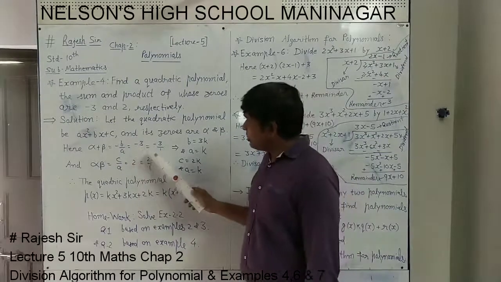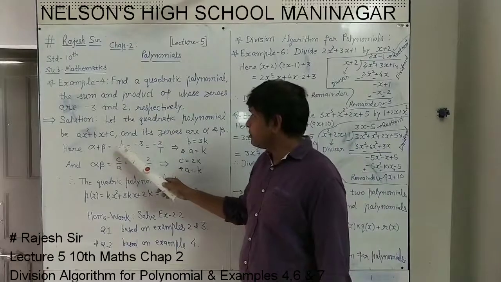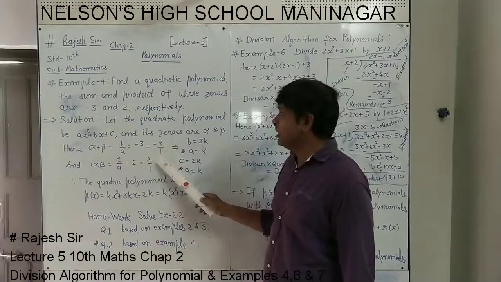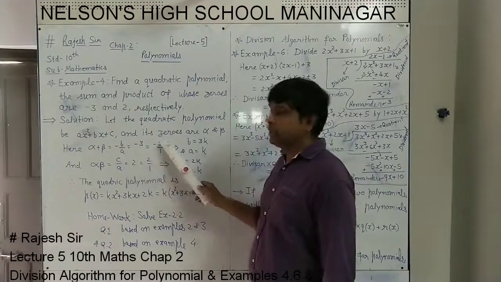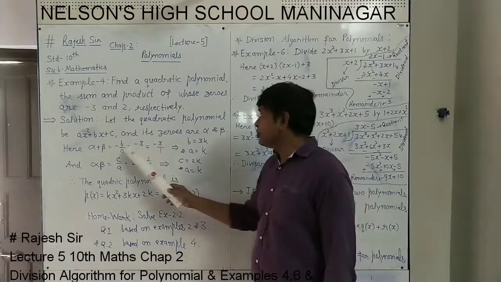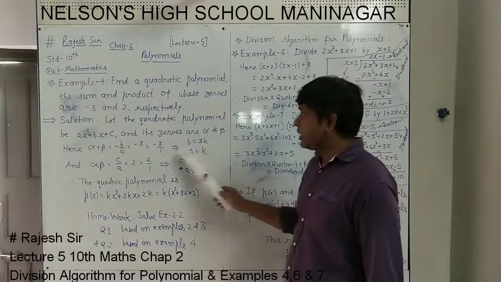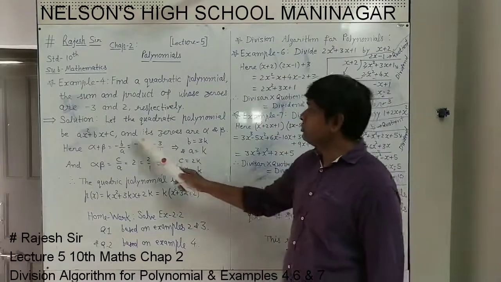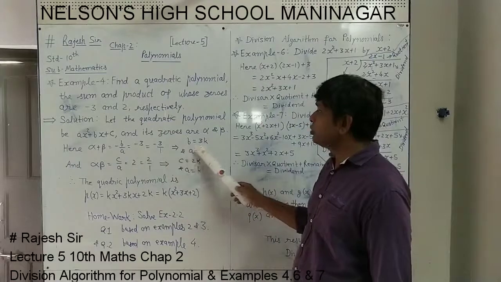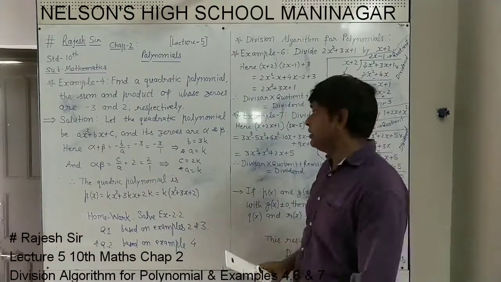Now this -3 can be written as -3 upon 1, and now compare minus b upon a with minus 3 upon 1. So b equals 3 and a equals 1 in ratio form. So we can say b equals 3k and a equals 1 times k, or k simply.